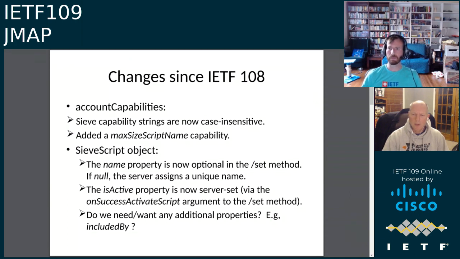Question here, is there any other additional properties we see of value that might go in this object? One idea that came to mind as I was implementing this was, do we need to know if a particular script is included by another one? I don't know if anybody has any thoughts on that or not. Hearing none, I guess we'll go to the next slide.